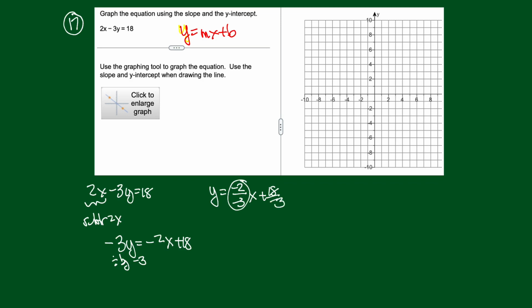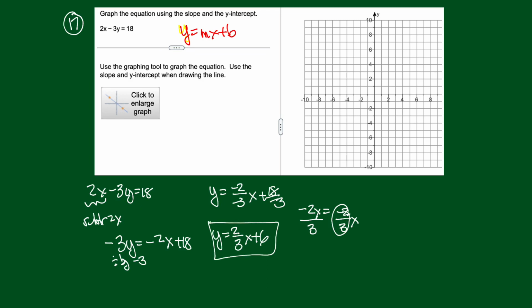You know, this thing right here, don't worry about that. You have negative 2x, and I'm going to divide it by 3. That's the same if I divide the whole thing by 3 or if I just divide the 2 by the 3. It doesn't matter. Negative over negative is positive, so I get y is equal to 2/3 x plus 6. There we go. Got it in the right form.